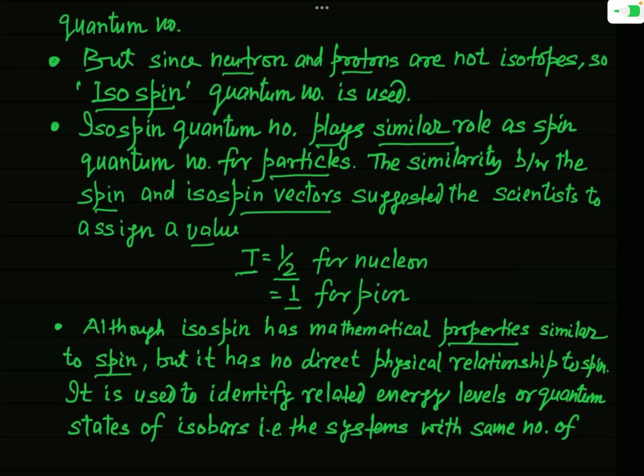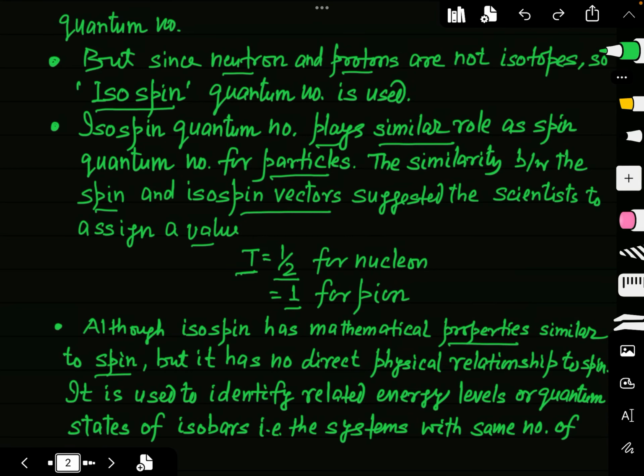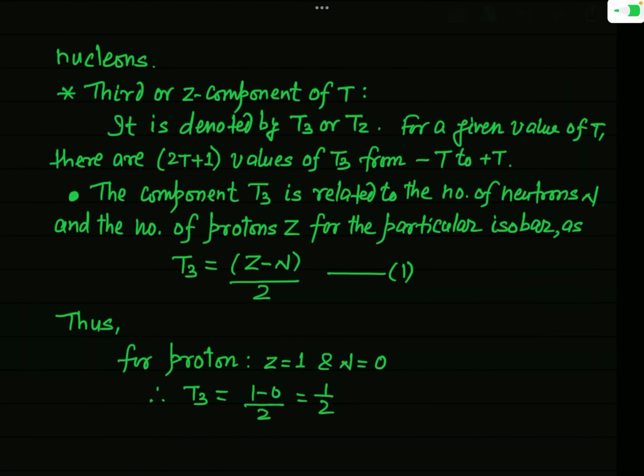In fact, this isospin quantum number is used to find the energy states, or the energy levels, or quantum states of isobars, that is the system with the same number of nucleons. If two systems have the same number of nucleons, how can we decide what will be the quantum states or energy levels? That is determined in terms of the isospin quantum number.